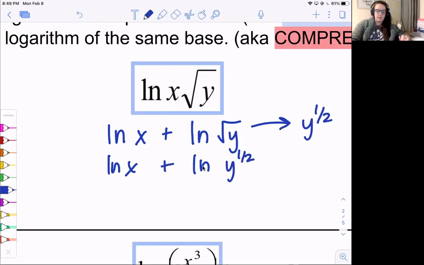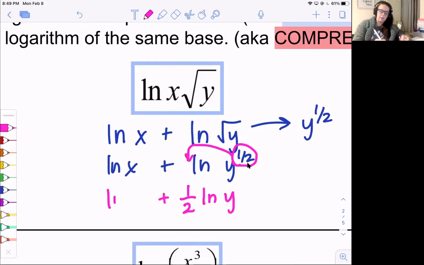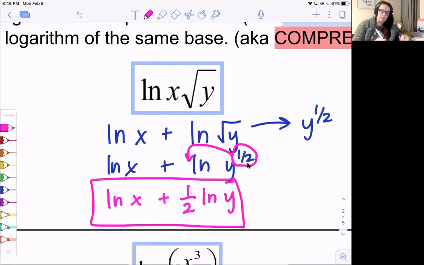Now, the only thing that I need to move is the power here should go out in front. So I'd have 1/2 times the natural log of y plus ln of x. This would be the expanded form of this here. All right.